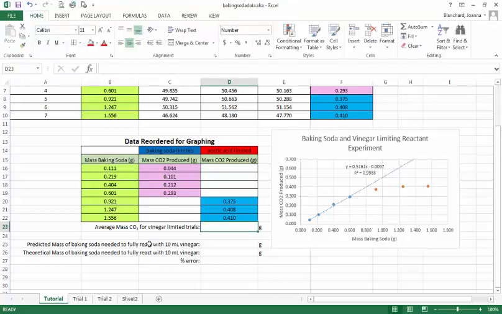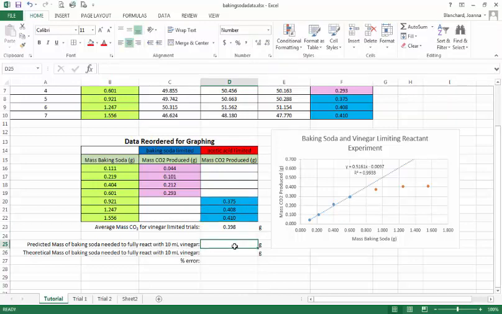So the next step is to calculate the average mass of carbon dioxide for the vinegar limited trials, and you can do that right in Excel. You just need an equal sign to enter a formula. Use the function average. And that is the average mass of carbon dioxide for our last 3 trials.